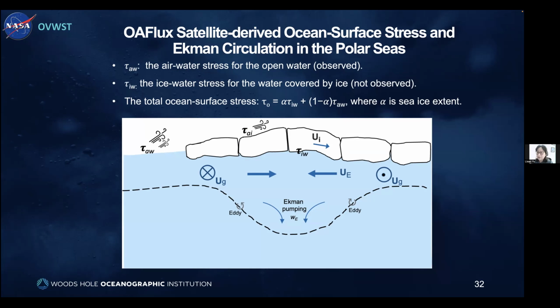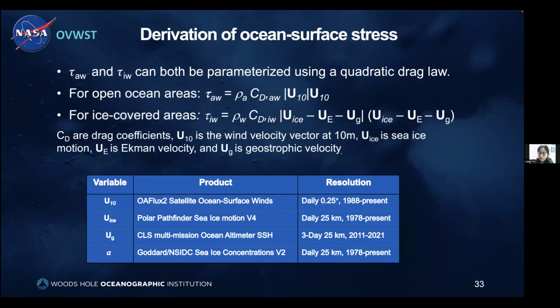But on the ice, we cannot observe the ice-water interaction stress, but we do have ice motion. We cannot observe the air-ice stress, but we do have the ice drift. So we can use parameterization, using a quadratic drag law, to compute those fluxes.